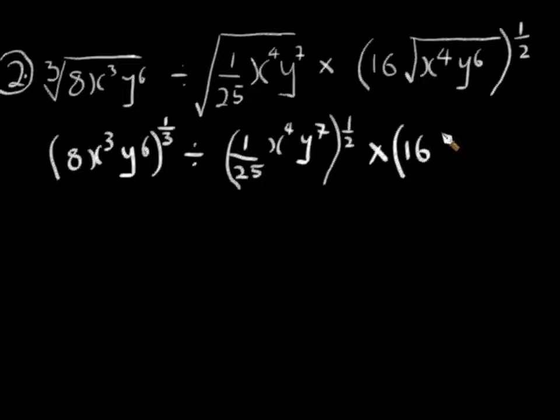So this becomes x raised to power 4, y raised to power 6, right? The square root becomes the power. So don't forget we also have another power of 1 over 2 outside the entire bracket.